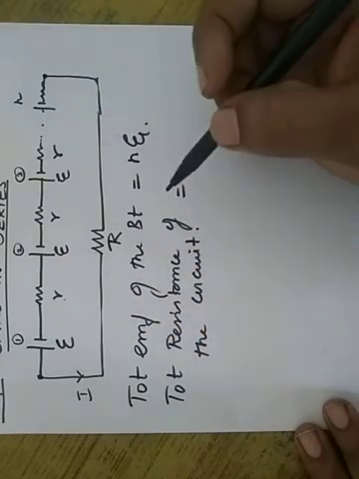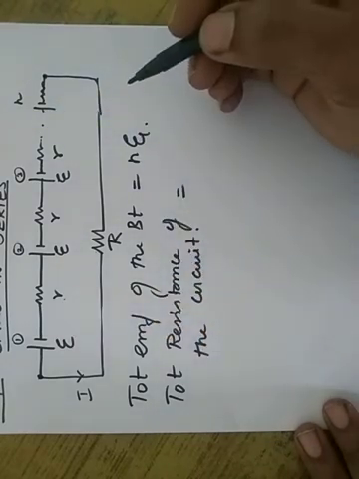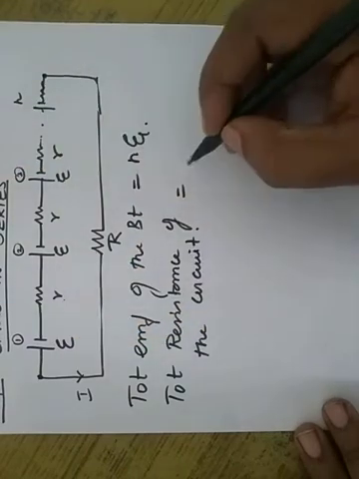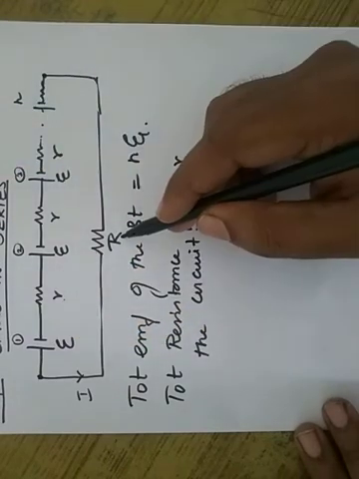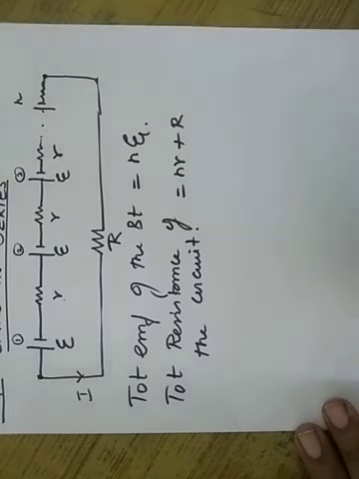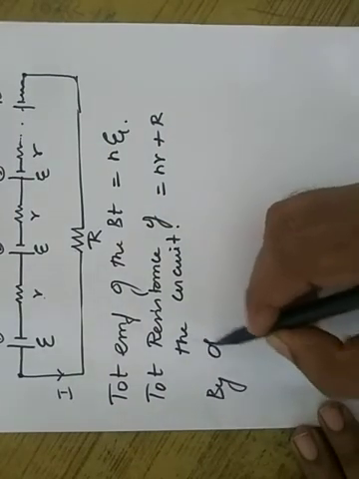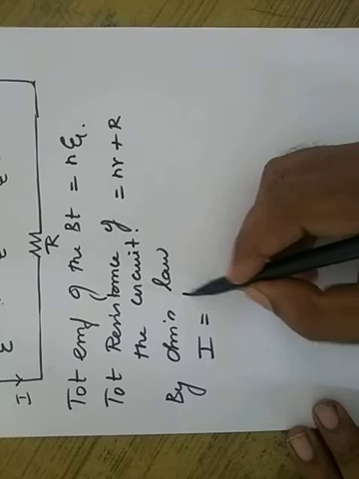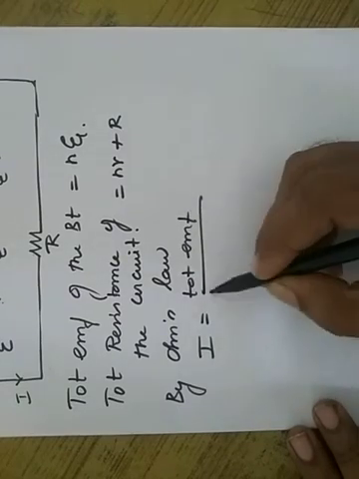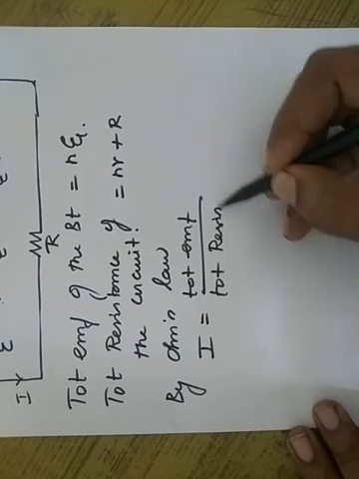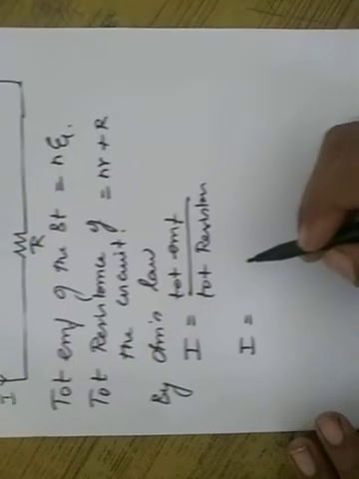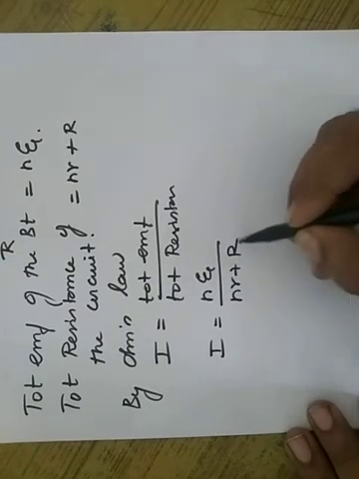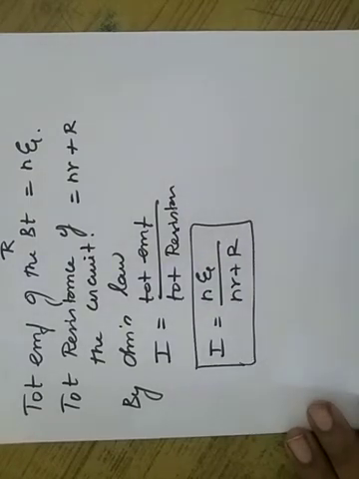If resistors are in series, then what would be the effective resistance? Rs is equal to R1 plus R2 plus R3. Then it is stated as nr. Here this R is also connected in series, so plus R. By using Ohm's law, the current in the circuit can be represented as total EMF by total resistance. Then we get the expression I is equal to total EMF, n psi, by total resistance, nr plus R. It is the current flowing in the circuit.